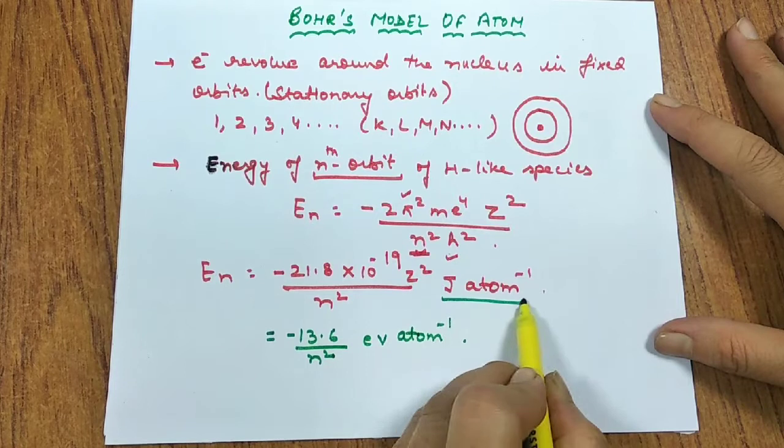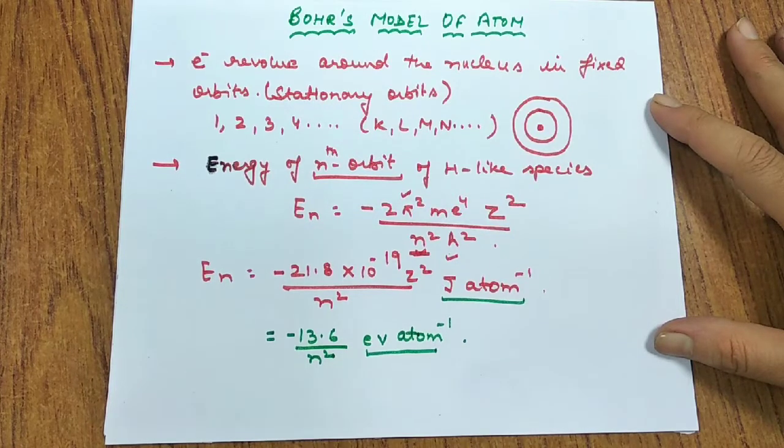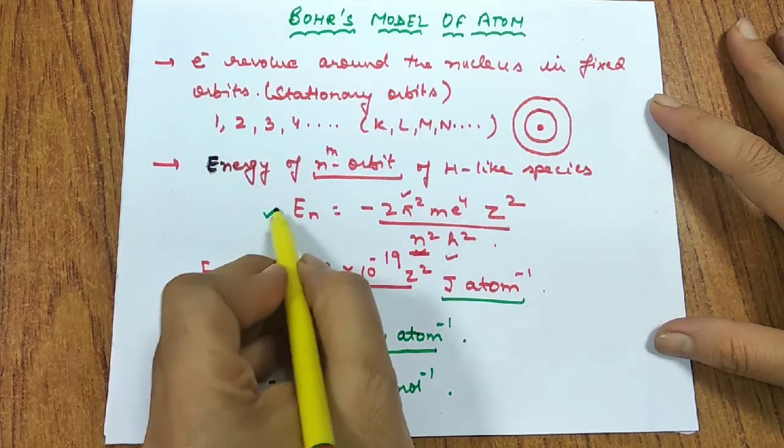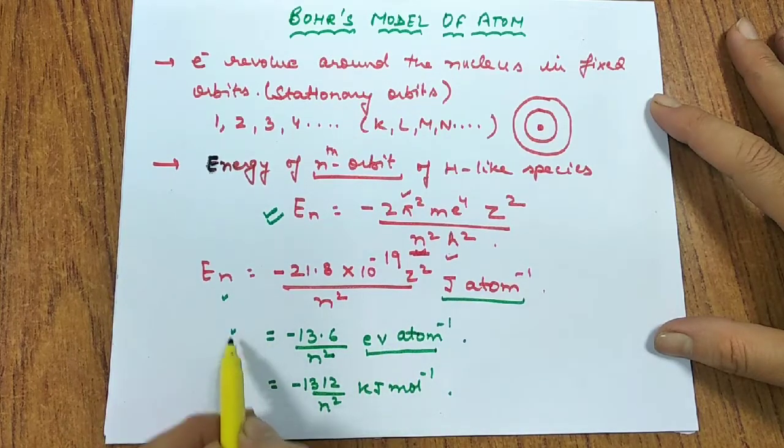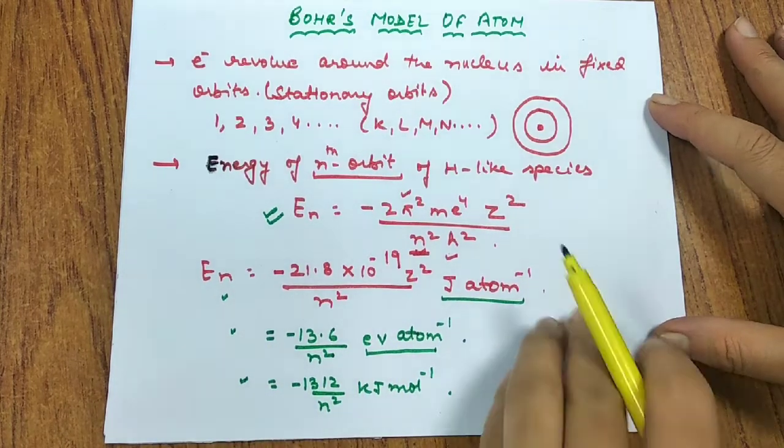This is joules per atom. Convert it into electron volt per atom. If I take it in moles, it comes out to be minus 1312 z square by n square, which is in kilojoules per mole. So he has given a formula. Using this formula in different units we can calculate the energy in different units.